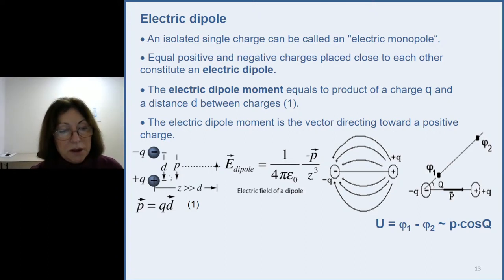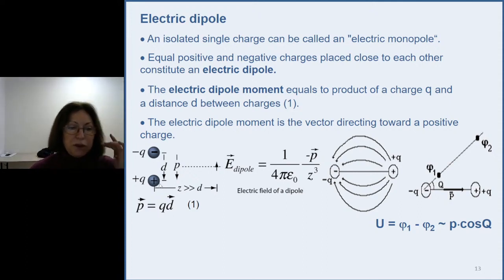So, the characteristic of the electric dipole is the electric dipole moment. It is, first of all, the vector directed from negative to positive charge, and this vector's magnitude equals the product of the magnitude of the charge and the distance of the separation. And look here, this diagram shows the electric field of the dipole. And you can see one more time that field lines are of different densities in space.